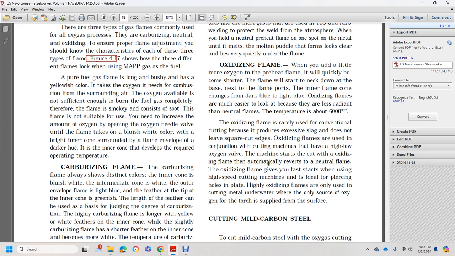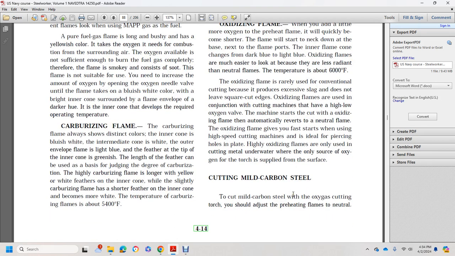The machine starts the cut. The oxidizing flame automatically reverts to the neutral flame. Oxidizing flame is used from the start when using high-speed cutting machines, and is ideal for piercing holes in plate. Highly oxidizing flames are only used in cutting metal underwater, where the only source of oxygen for the cutting torch is supplied from the surface.